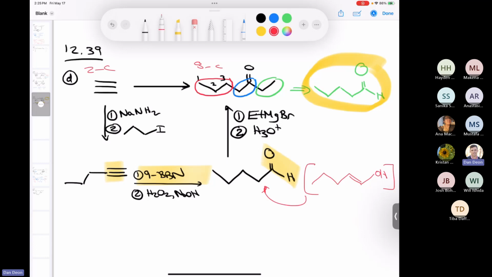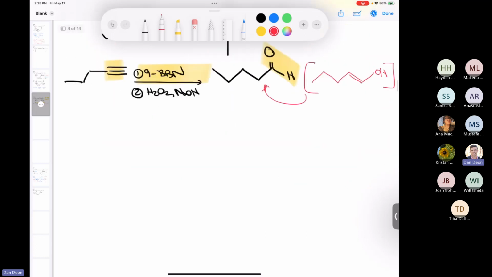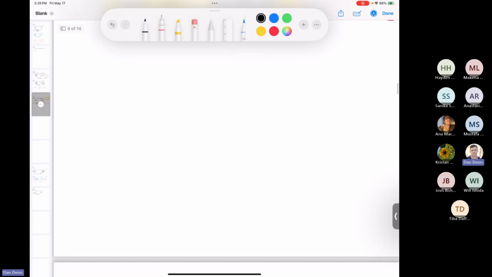And the next one is 12.39E. So 12.39E, it's not long. 12.39E is this problem here.